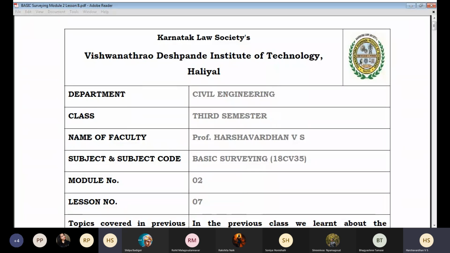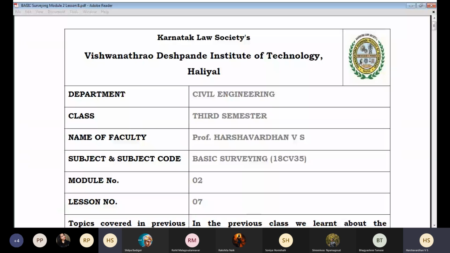Today's class is lesson number 8 of second module, and in second module, we are dealing with compass surveying and traversing. So, we'll be solving some simple problems today based on the concept of latitudes and departures.